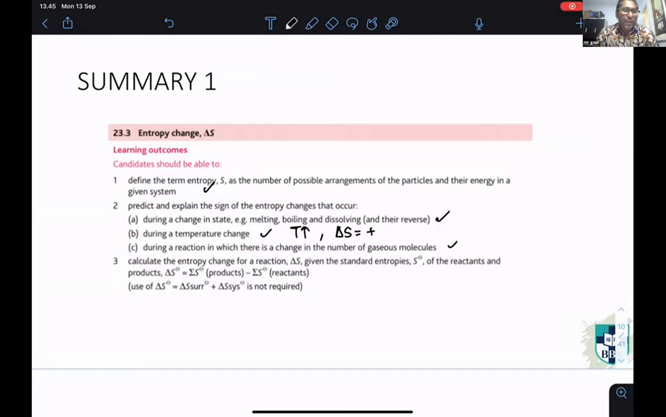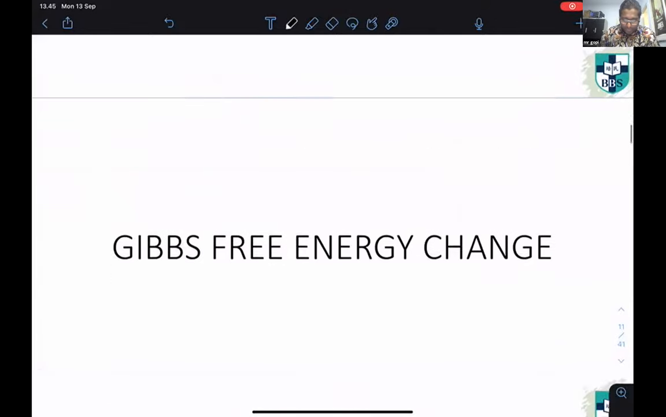And then during a reaction, when there is a change in the number of gas molecules, we have gone through all this just now. And then we also learn about this. Please take note of this one. If you find it in your textbook, even in the new syllabus, the new textbook and the old textbook, they still maintain that. But in your new syllabus, taken from your syllabus, this is not required. So we are not going to study that. No need to study something that is not going to be asked. So I will move on for today's lesson.